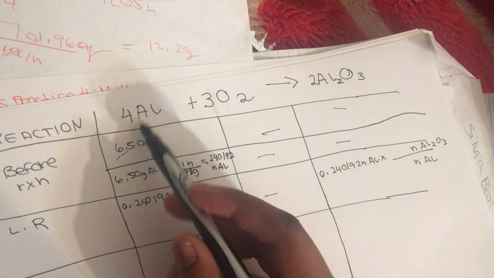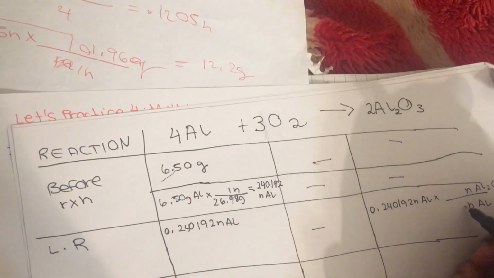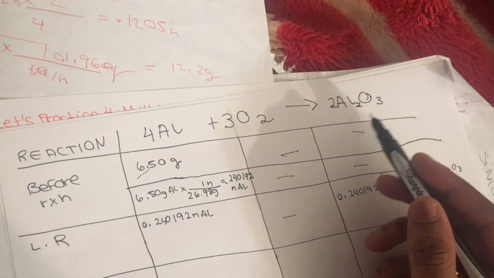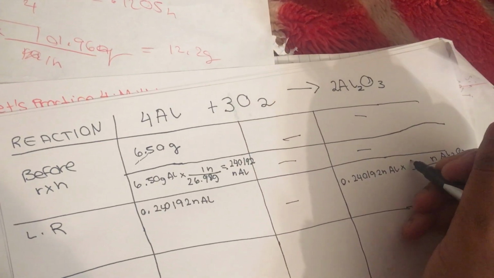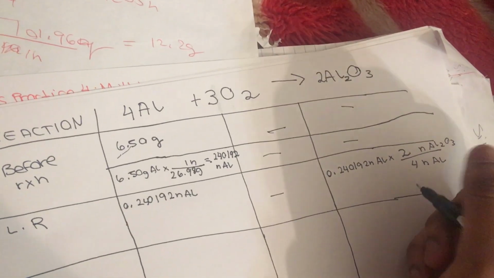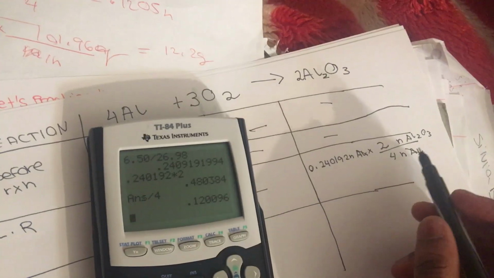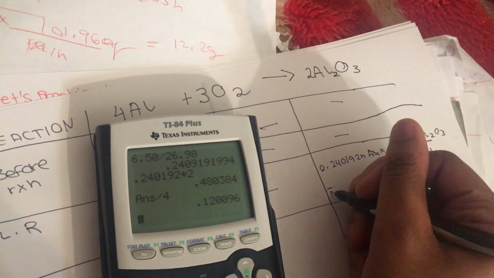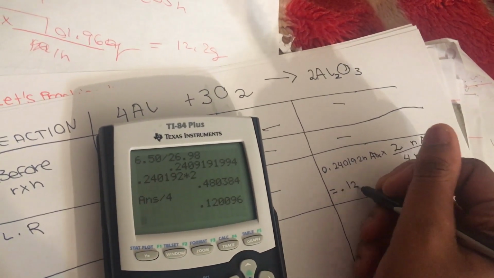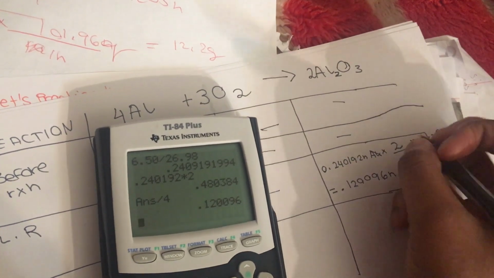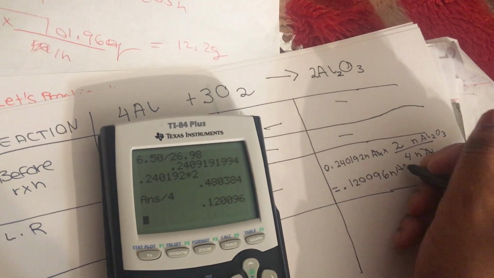For aluminum we write a 4 because that's what the balanced equation says. And for aluminum oxide we write 2 because in the balanced equation there's a 2. After putting it in the calculator, our answer is 0.120096 moles of aluminum oxide.